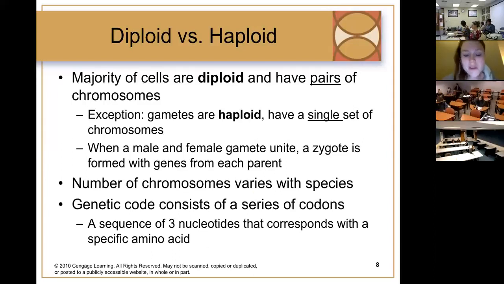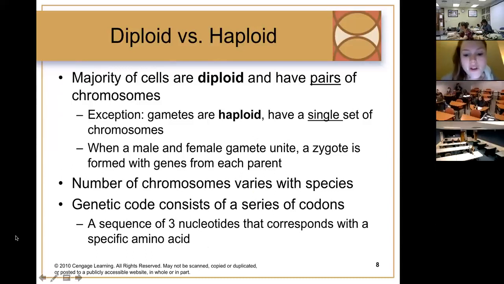So when a male and female gamete unite, a zygote is formed, and that zygote will carry genes from each parent. They'll have 1 set of chromosomes in each one, and then that'll come together, and the zygote or fetus will have a pair of chromosomes, so 1 from the mother and 1 from the father. So that's how that works. The number of chromosomes that we have varies with species. Different species have a lot of different numbers. I'm not going to go into how many each species has or expect you to know that, but just know that it does vary with species.